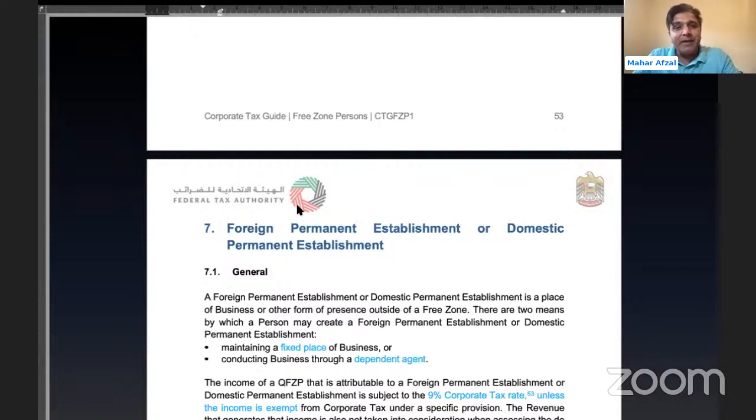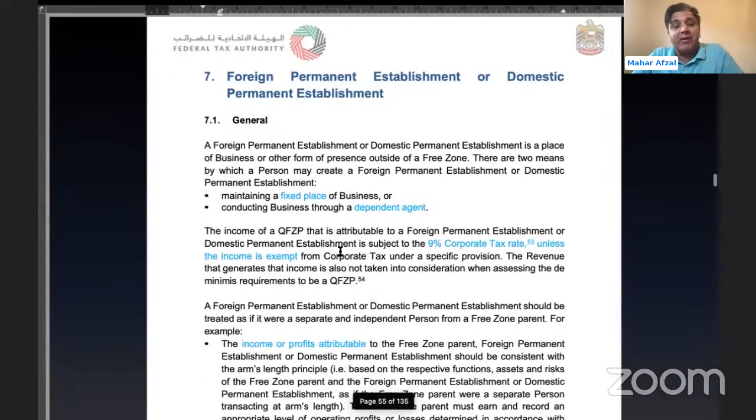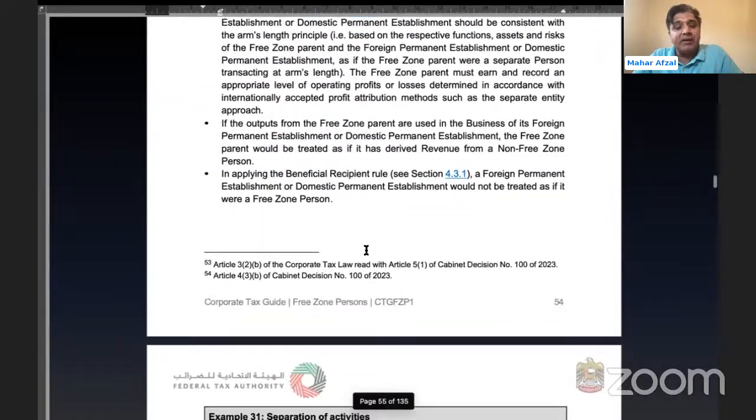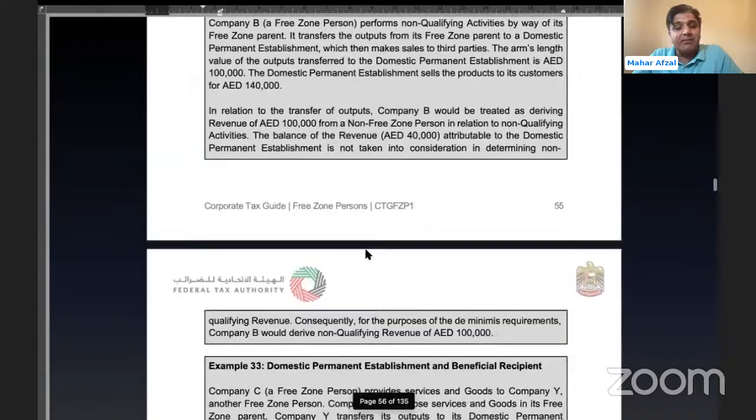But in the law, it has been given that for your foreign PE, you can apply to the FTA and ask that for the foreign PE, we will not consider the income of the foreign PE, we will not consider the expenses of the foreign PE, and you can claim the exemption. But this is not applicable for the domestic PE. So in this section, they have asked in brief: what is the PE, a fixed place or an exclusive agent? Then the income will be straightforward subject to tax at 9%. They have given it here. You can go through the example here.